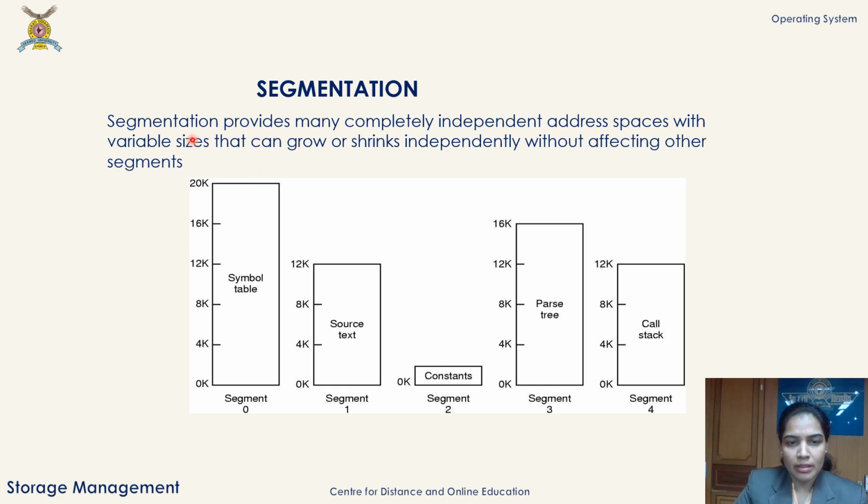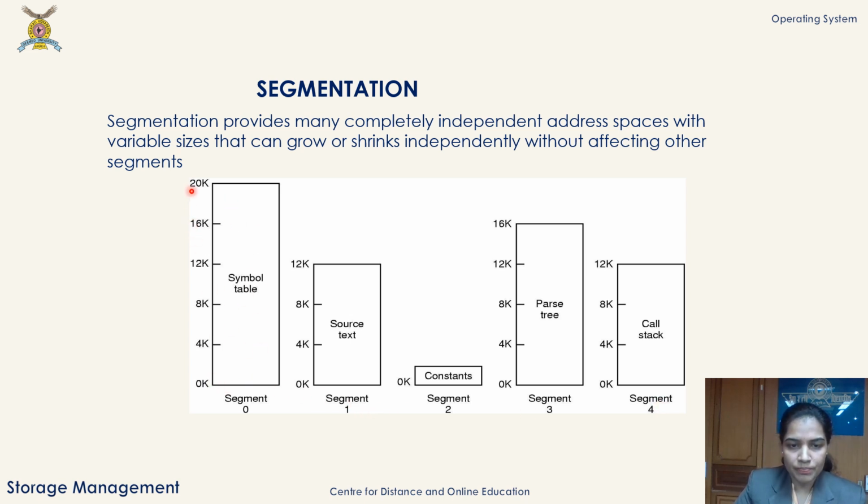Segmentation provides many completely independent address spaces with variable sizes that grow or shrink independently without affecting other segments. So here the memory will be divided into multiple independent address spaces. Here we have a total of 5 segments. We have divided the memory into 5 segments, and each segment is of variable size. We can see segment 0, 1, 2, 3, 4. Every segment has a different size.